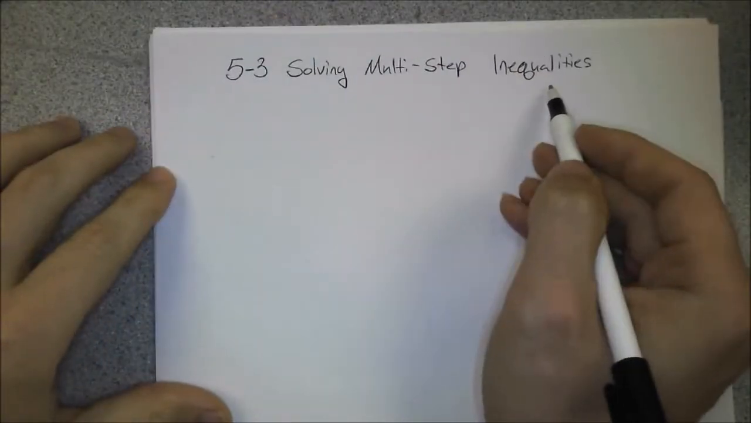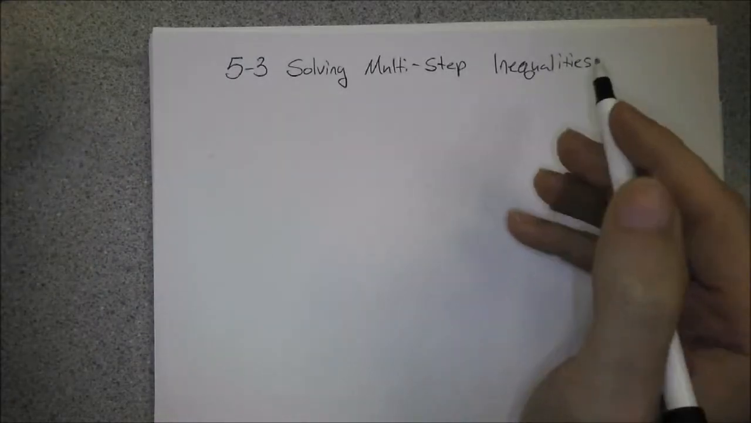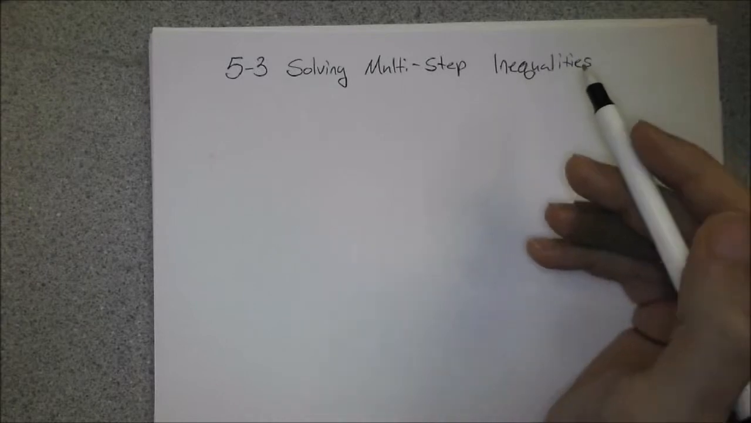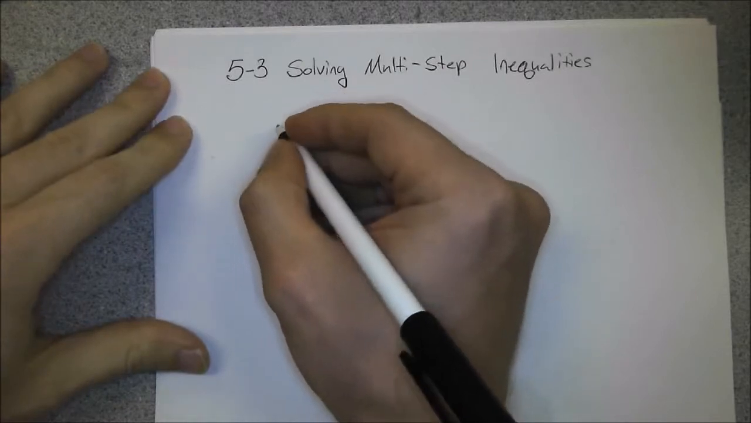First of all, multi-step inequalities, it's just like solving multi-step equations. So you're going to follow the same rules, whatever is being added or subtracted, take care of that first, then take care of coefficients and so forth. So let's take a look at some examples.